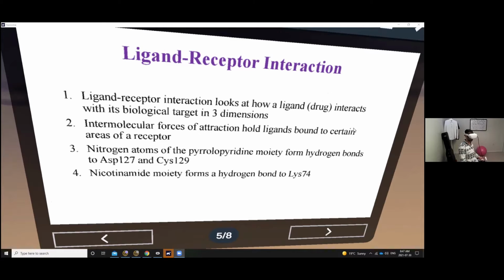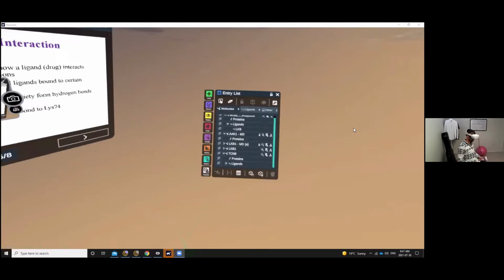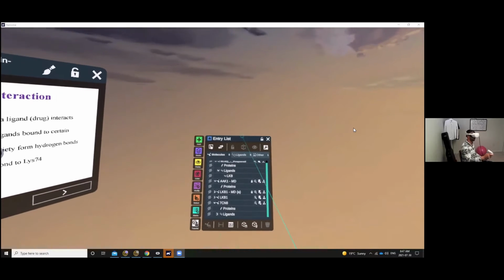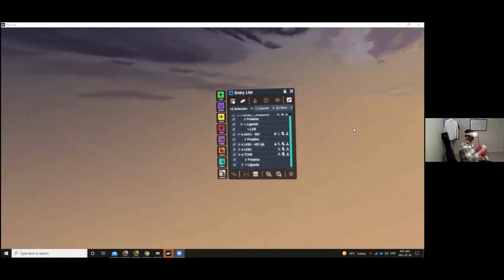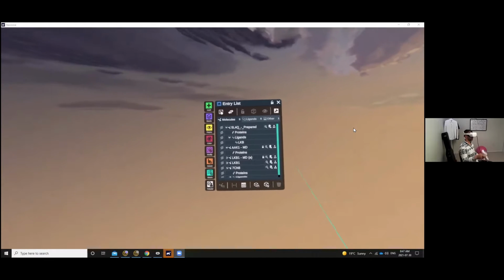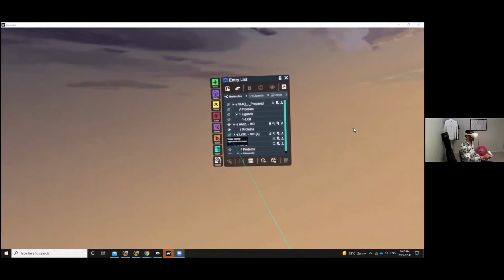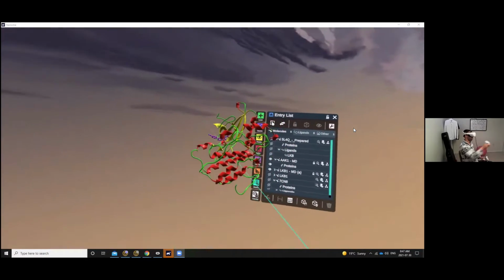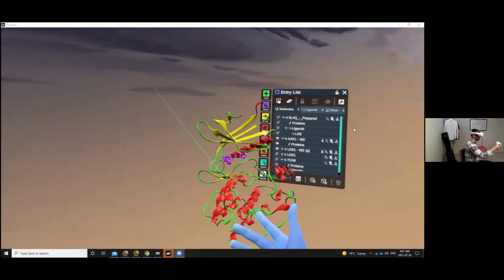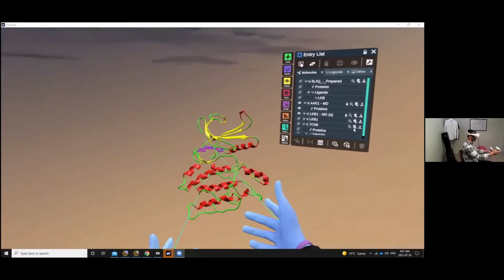So let's actually look at a protein in virtual reality. I'm going to pull this off. You can see I have an entry list over here with all of my working files in VR. The protein we're looking at today is going to be AAK1, which is right here. I can take this protein and make it a little bit bigger so we can see it a little better.